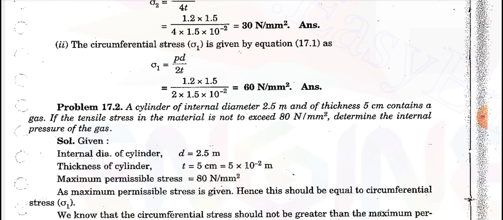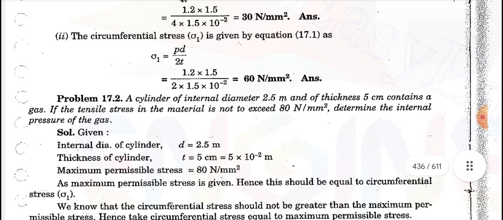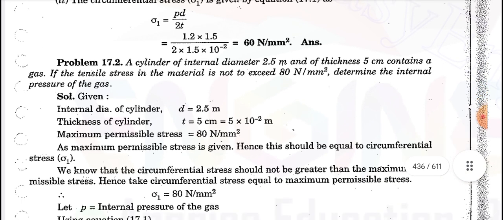Okay, similarly we discuss the second sum, in which we have to find out the internal pressure of the gas. How much pressure is inside the gas? That is the value you have to find out. The internal diameter is 2.5 meter, the thickness is 5 centimeter, and the tensile stress in the material is 80 Newton per mm square. Determine the internal pressure of the gas.